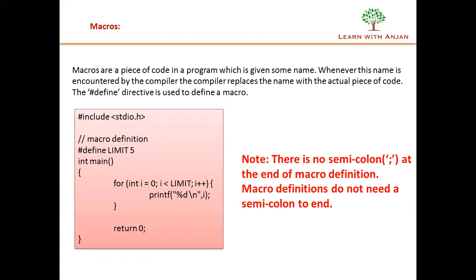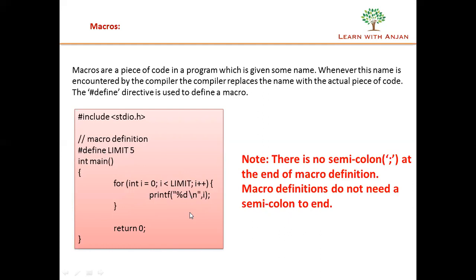Macros. In the example, you can see that LIMIT is defined. #define is a macro definition tag. It is a preprocessor directive. Now it defines LIMIT as 5. So whenever this LIMIT is found inside your program, it is replaced by 5. So what does #define do? It defines LIMIT as 5. Whenever LIMIT is found inside your program, it is replaced by 5.